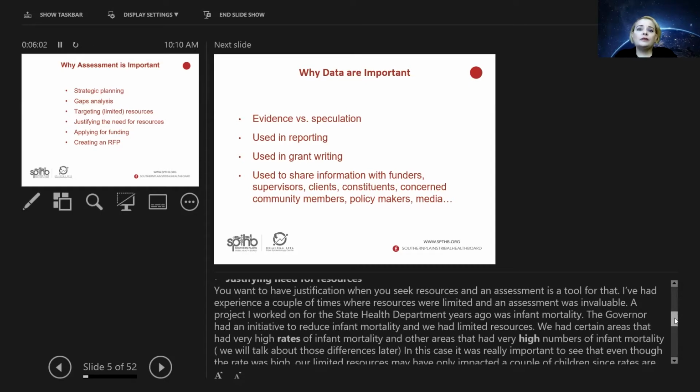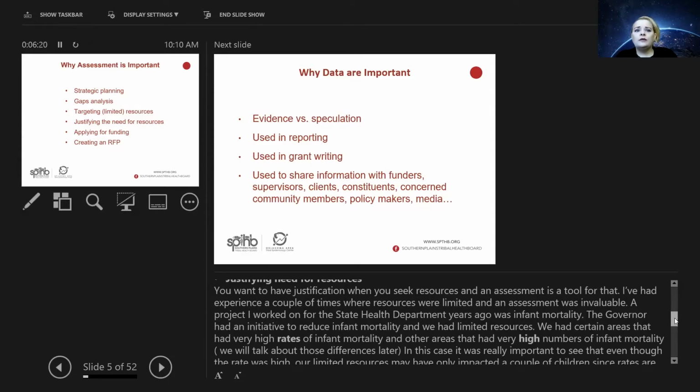I've had experience a couple of times where resources were limited and an assessment was absolutely invaluable. Way back a long time ago, I'm not going to tell you how many years ago, when I worked at the state health department, the governor had an initiative to reduce infant mortality, and we had very limited resources.